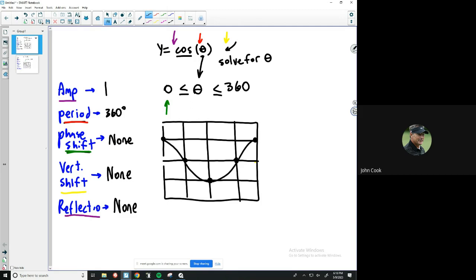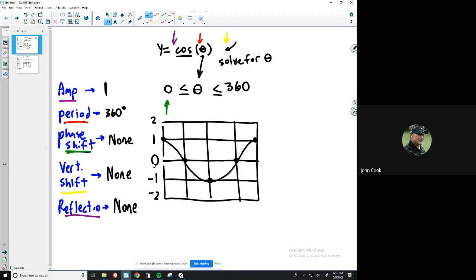It's always centered at 0 unless there's a vertical shift. So put 0 in the middle on the y-axis. And then the amplitude goes up by 1 each time. So we're going to go up on the y-axis and down on the y-axis by 1. And then here's the interesting thing.